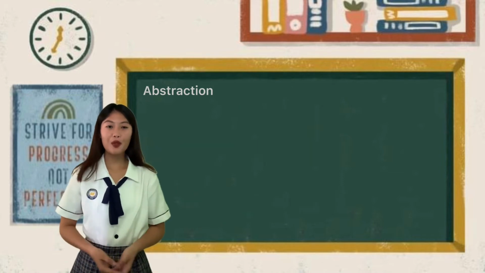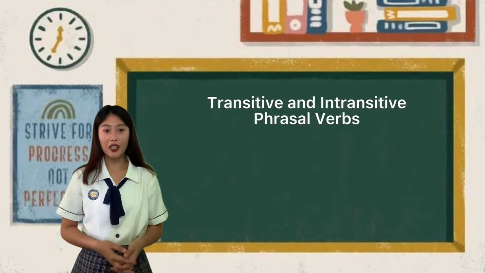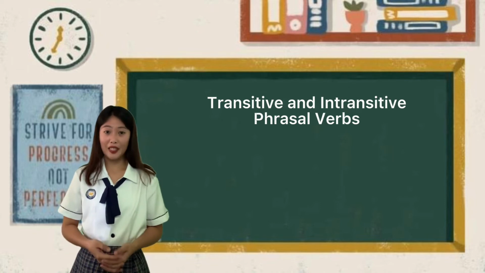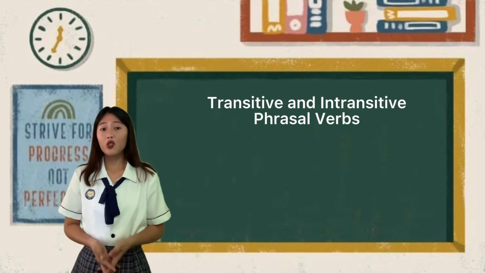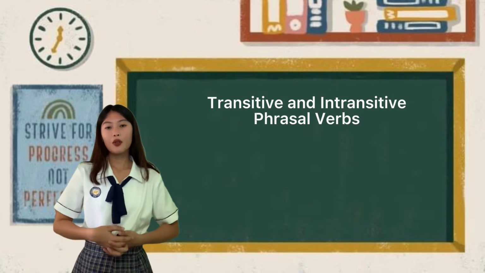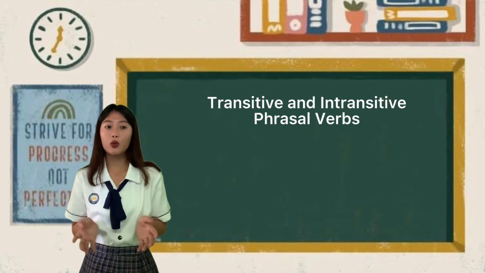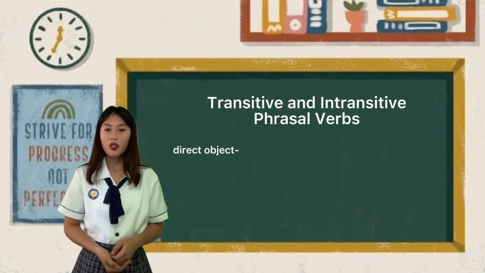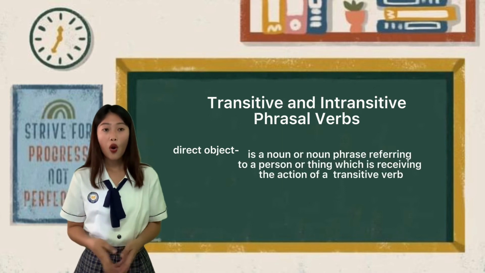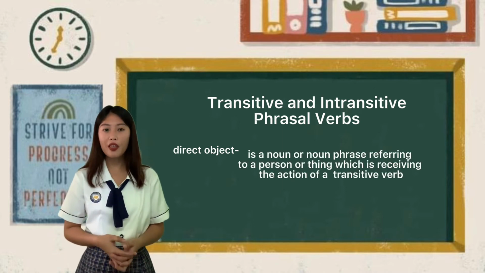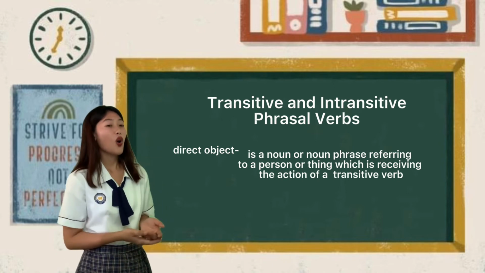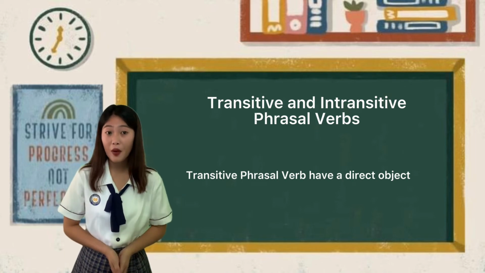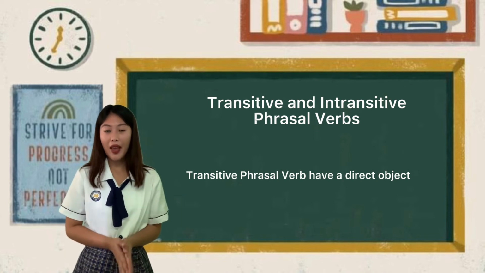Now, let's proceed to transitive and intransitive phrasal verbs. So what do you mean by transitive and intransitive phrasal verbs? A phrasal verb can be transitive or intransitive. The best way to understand the difference between the 2 types of verb is by trying to find the direct object. The direct object is a noun or noun phrase referring to a person or thing which is receiving the action of a transitive verb. To sum it up, transitive phrasal verbs have a direct object.